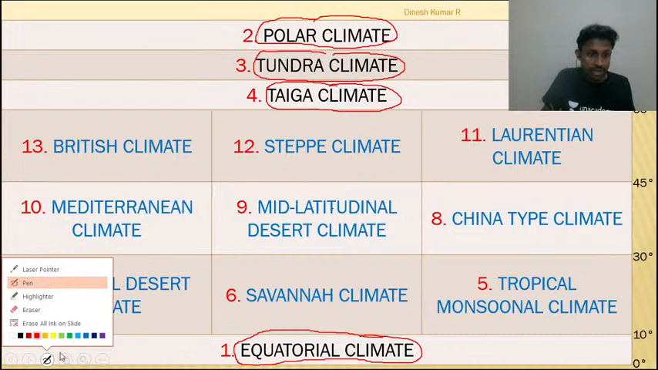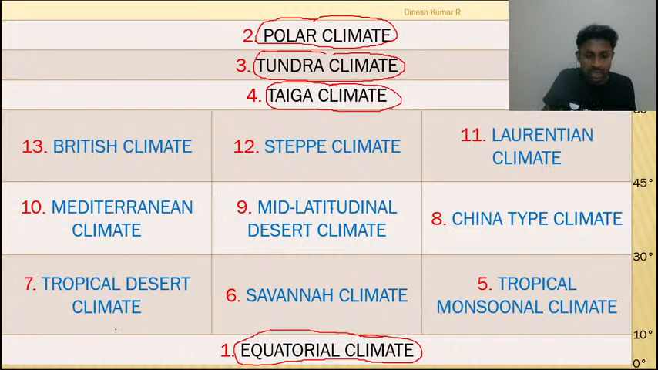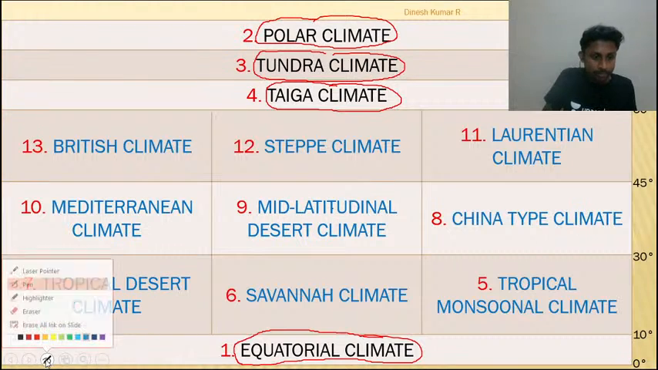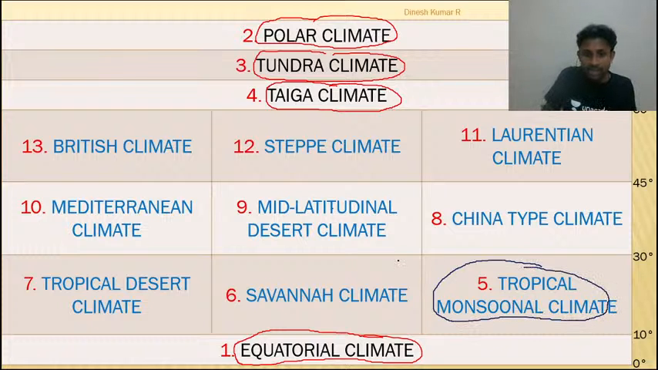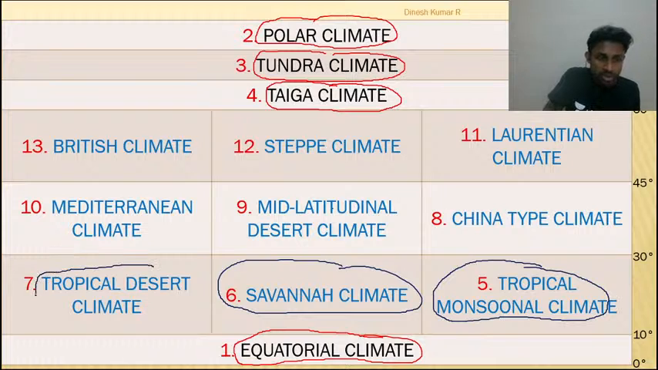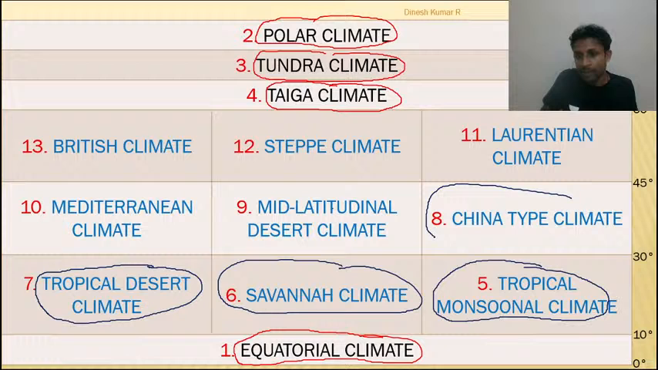Let us show them again with some good color combinations. Can I say out of them, this one is trade wind regulated climatic region, this one is trade wind regulated climatic region, tropical desert is trade wind regulated climatic region, and China type is trade wind regulated climatic region.